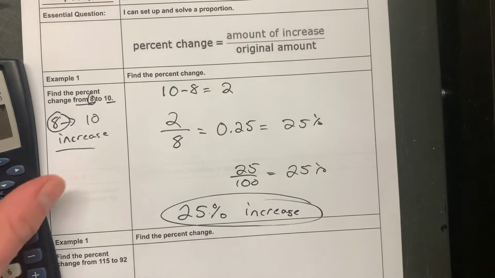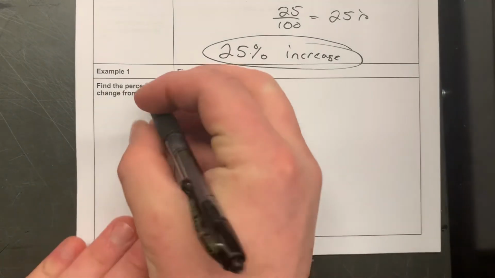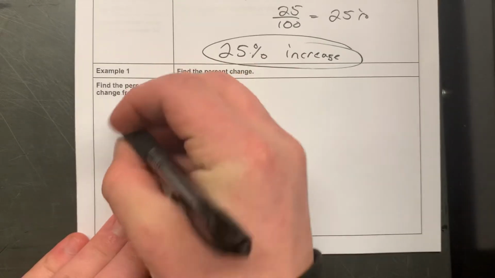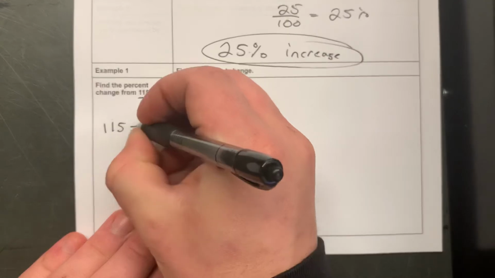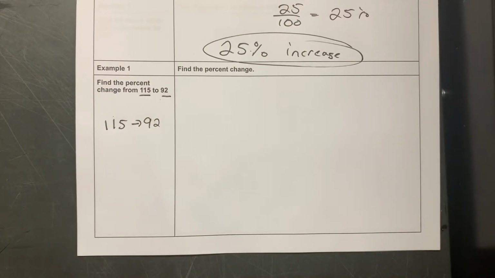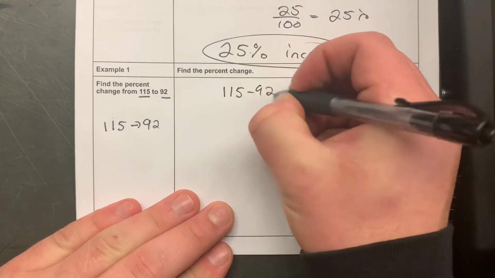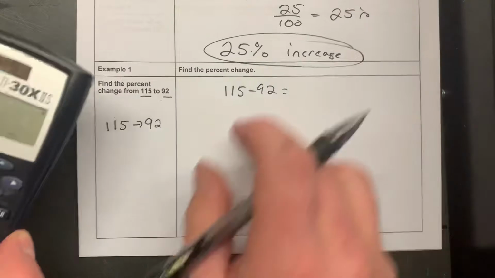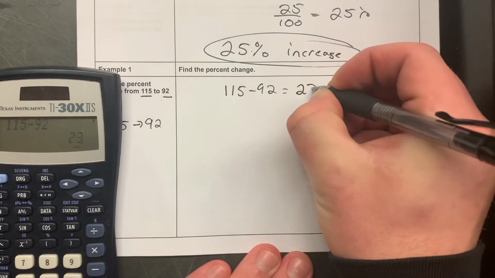There we go. If we go down to our second example, this one is a decrease because it's going from 115 down to 92. You can always write it out like this too. That can help you materialize or show what's happening there, and then the problem can kind of materialize in front of your face. So if I do 115 minus 92 to find my change, my amount of increase or decrease, I end up with 23.